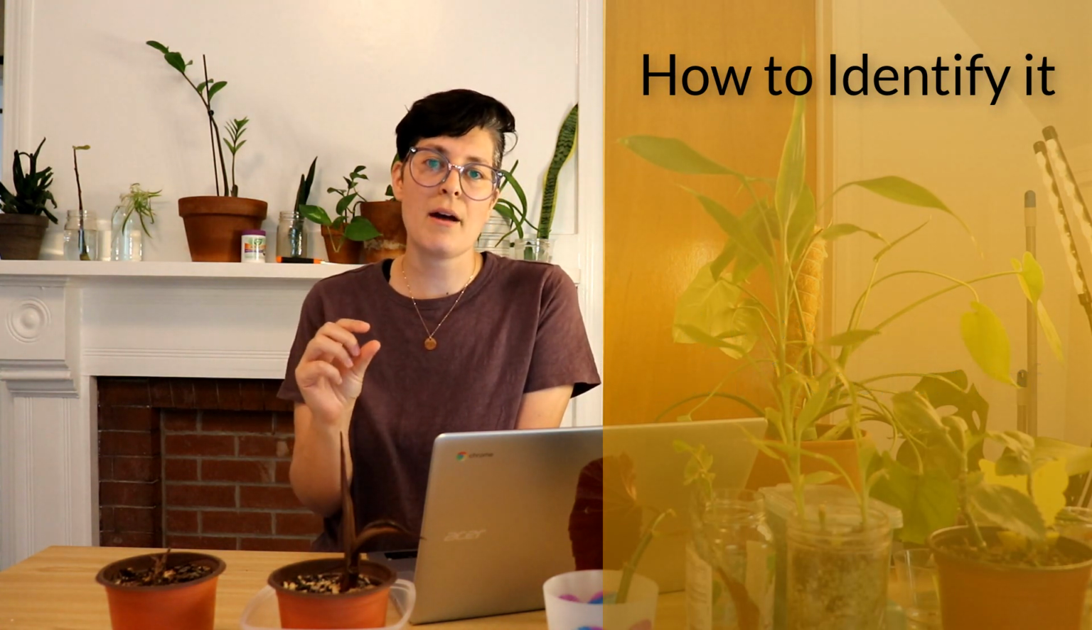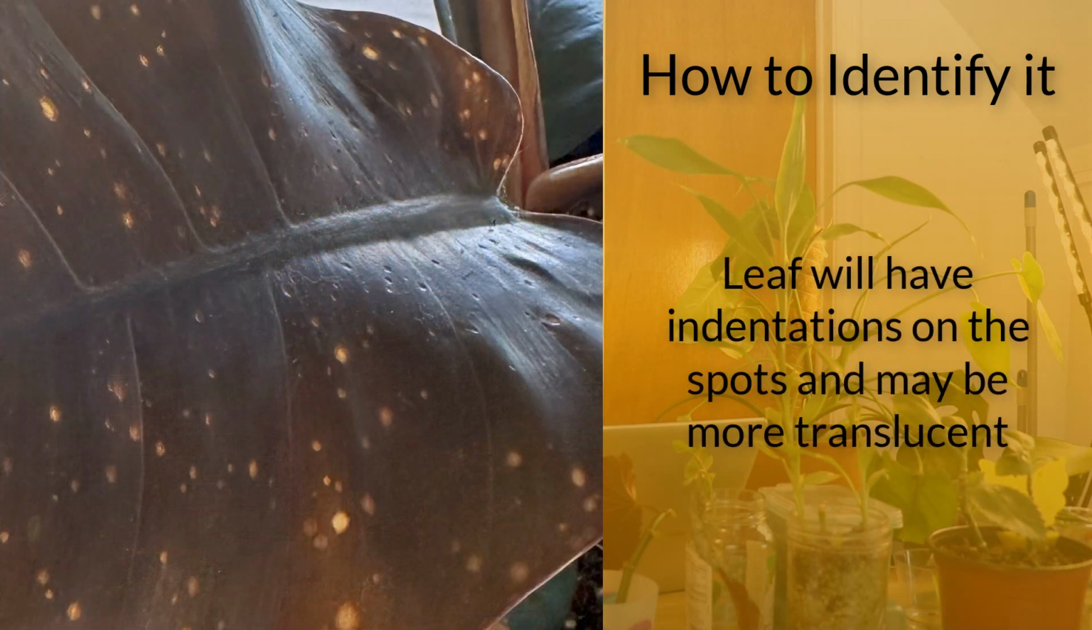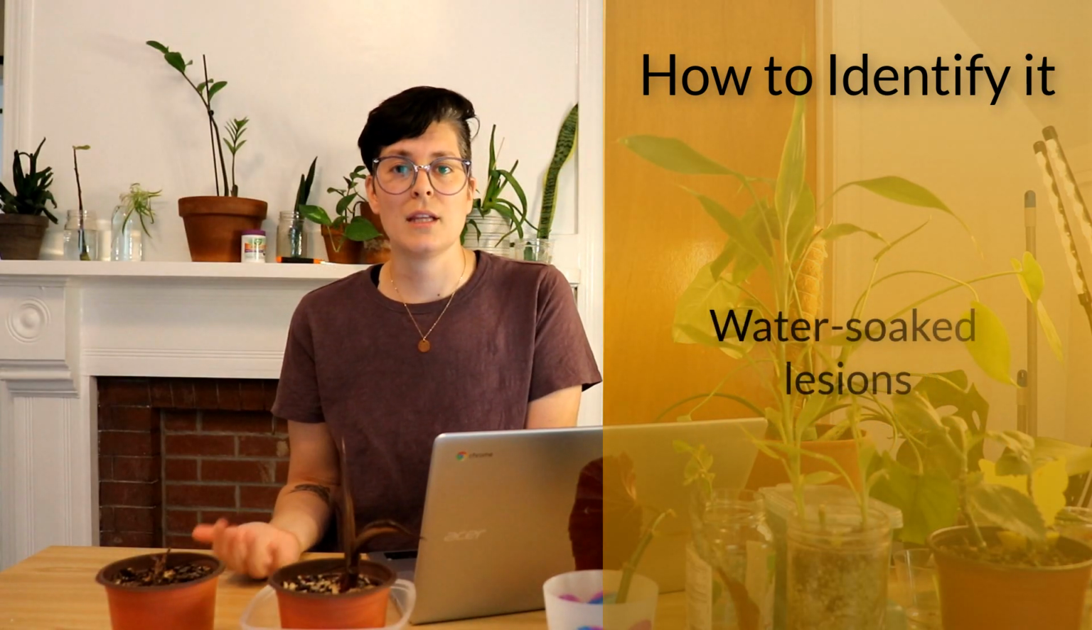And on that spot, it will actually thin out the leaf. So the leaf will have an indentation where those spots are. It'll be more translucent in those areas as well, meaning that you can see more light pass through it. You might also see water-soaked lesions.